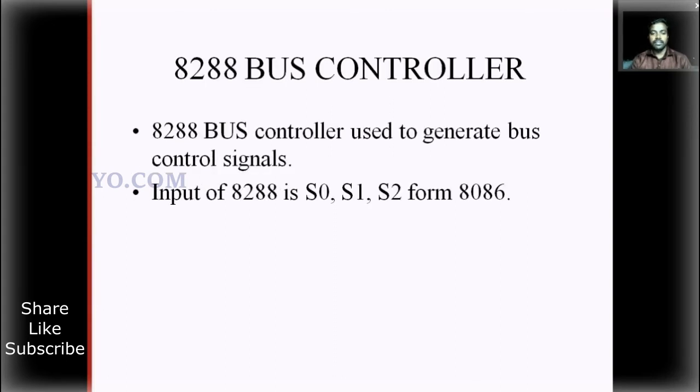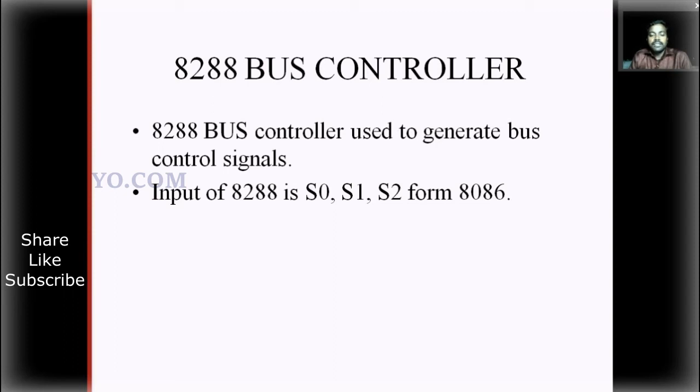Then the 8288 bus controller is used to generate bus control signals. We are not using this bus controller in minimum mode. The bus controller is a separate controller that performs the data transmission and data reception. But in minimum mode the bus controller is not needed, because the microprocessor itself generates the transfer instructions or control signals.